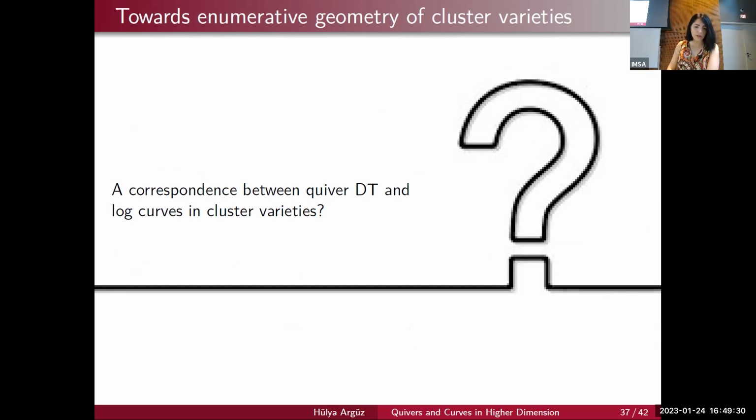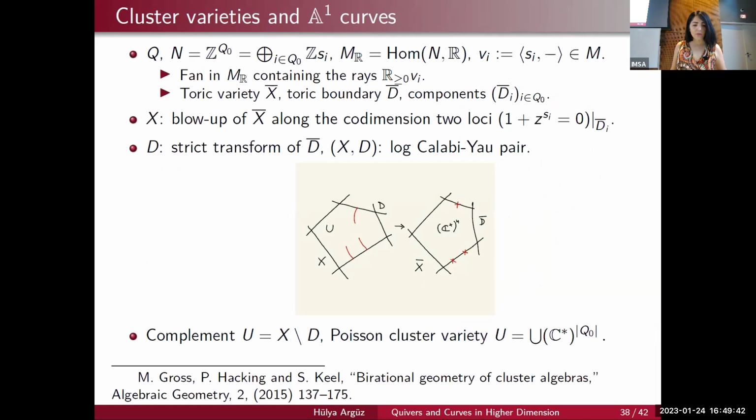So we were thinking, could we find a correspondence theorem between quiver DT invariants and counts of log curves, not in toric varieties, but in more general cluster varieties? And I will also tell you the statement in this situation.